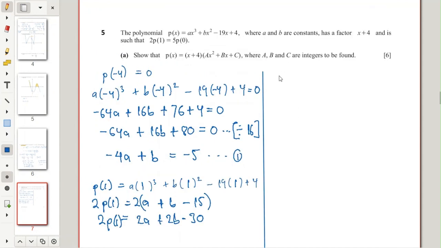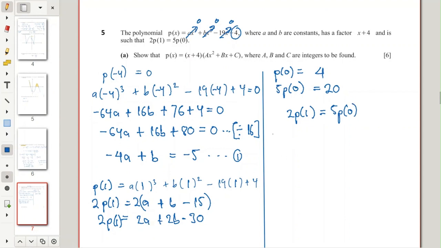All right. What if it is p of 0? If I put 0 here, here is 0, here is 0. The only thing I'll have left is 4. And when I finish, I multiply by 5. So 5p of 0 is 5 times 4, which is 20. Yes. So now I can solve this equation. I can connect them. So that means that 2a plus 2b minus 30 is equal to 20.